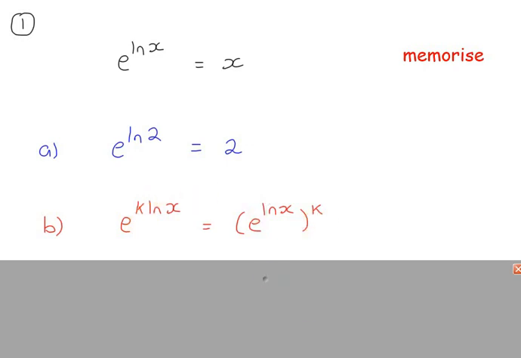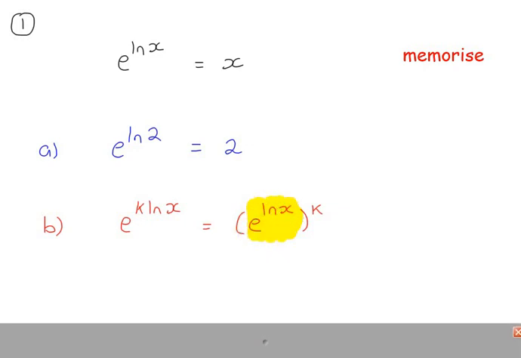Now if we focus on what's inside the bracket here, the e and the ln function, inverse function, they cancel, so inside the brackets we're left with x. Okay, so in the brackets we've got x, outside the brackets we've got a power of k, so we simplify to x to the power of k.